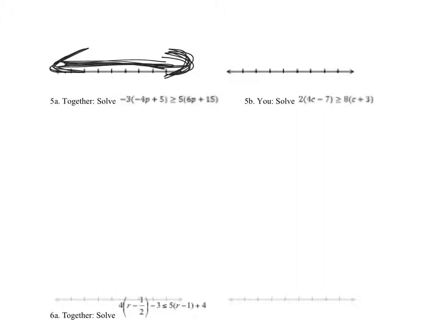Okay, 5A. We have two distributive properties. So I get negative 3 times negative 4 is positive 12p. Negative 3 times 5 is negative 15, greater than or equal to. Positive 5 times 6 is 30p. 5 times 15 is 75. There we go.